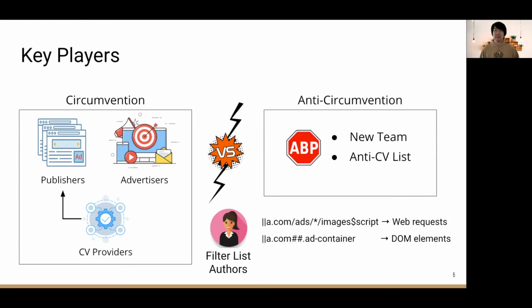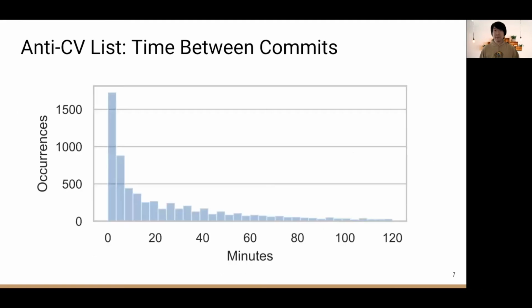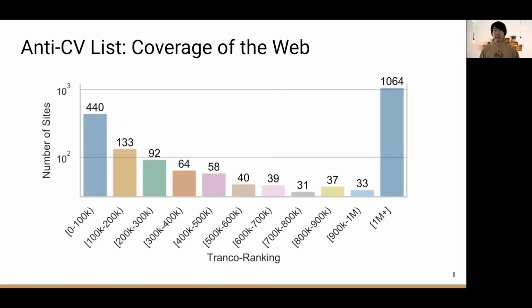Now, filter lists are commonly available to the public in the form of GitHub repositories. So to understand how much effort filter list authors put into maintaining the effectiveness of the filter rules, we look at its GitHub repository. First, we look at the time between commits for the anti-CV list. Here we discover that the most common time is 4 minutes. When we compare this to the most popular filter list called EasyList, the anti-CV list is on average 8.7 times faster.